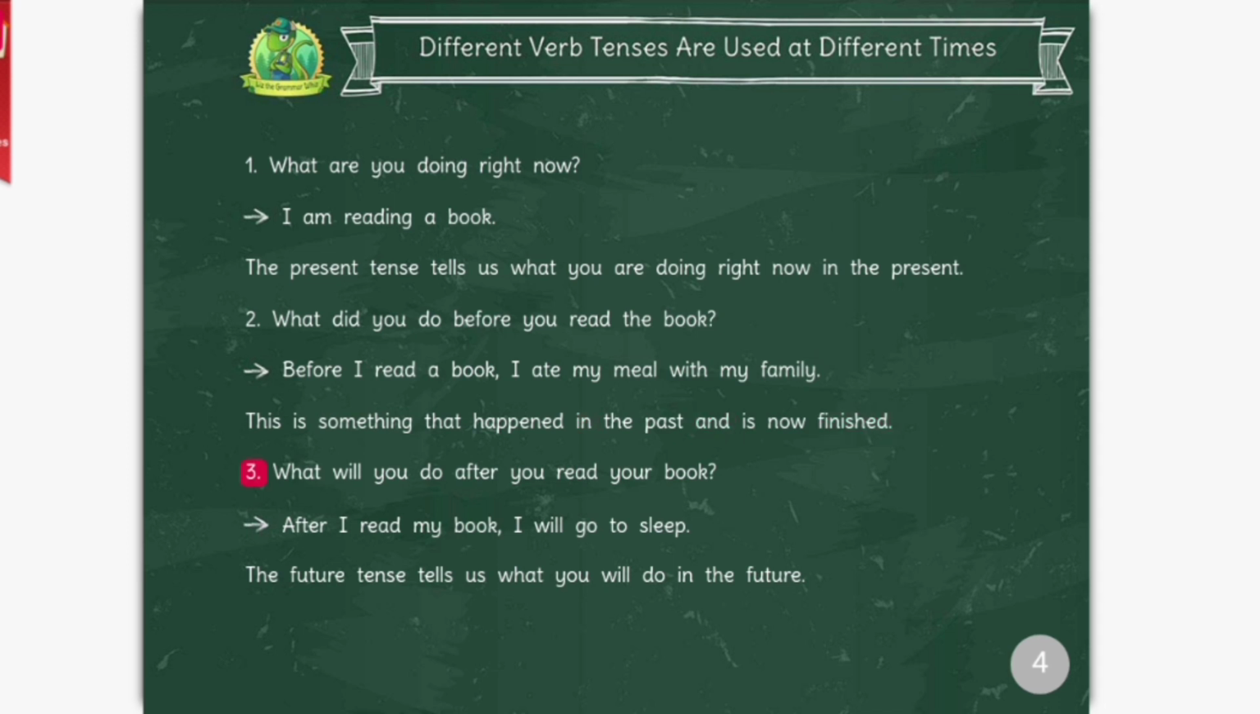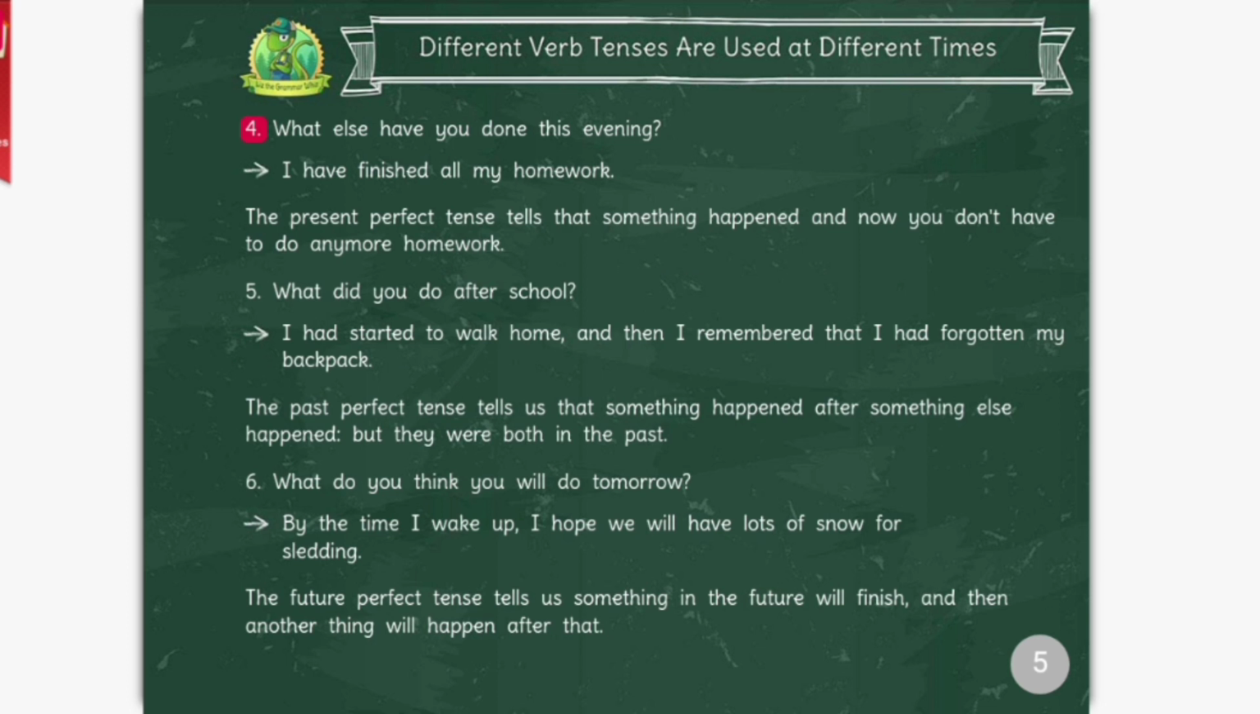3. What will you do after you read your book? After I read my book, I will go to sleep. The future tense tells us what you will do in the future. 4. What else have you done this evening? I have finished all my homework. The present perfect tense tells that something happened and now you don't have to do any more homework.